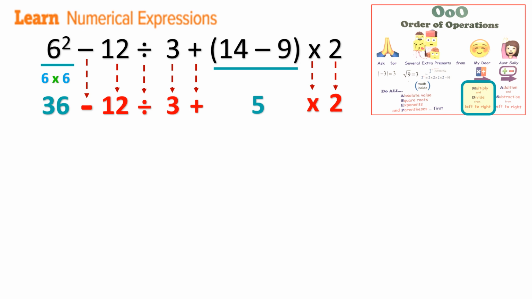math problem. So what you're left with now is a new math expression, a numerical expression, of 36 minus 12 divided by 3 plus 5 times 2. Now, I want to do all multiplication and division from left to right. So my first thing that I'm looking for is any multiplication and division signs. Notice that I have 12 divided by 3. Now it says multiplication and division from left to right. So does that mean I need to start with 5 times 2? No, because we say from left to right.